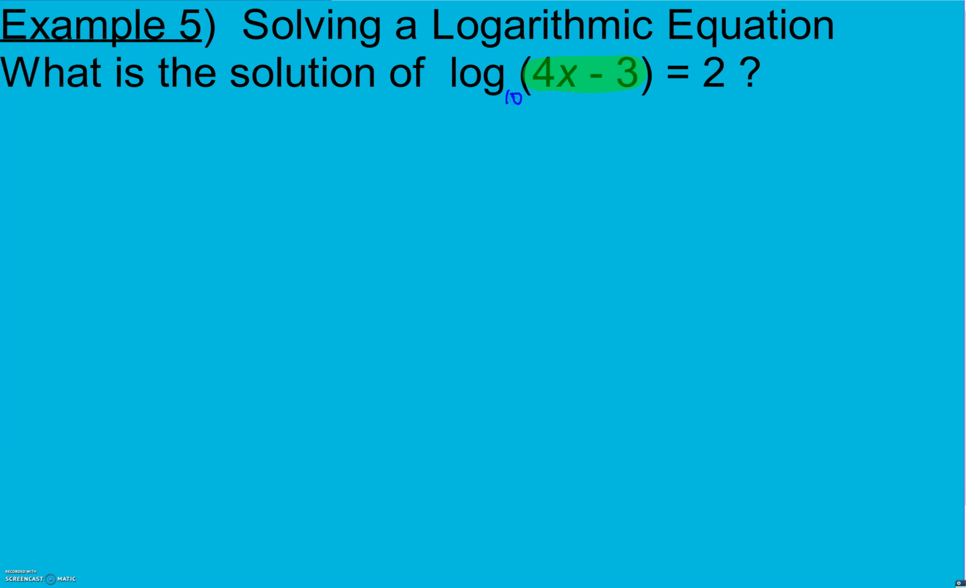When there's not one written, it's 10. So again, that's called our common logarithm, and it's base 10. 10 to the second power equals 4x minus 3. That's how we switch to our exponential form. 10 to the second power equals 4x minus 3. 10 to the second power is 100.